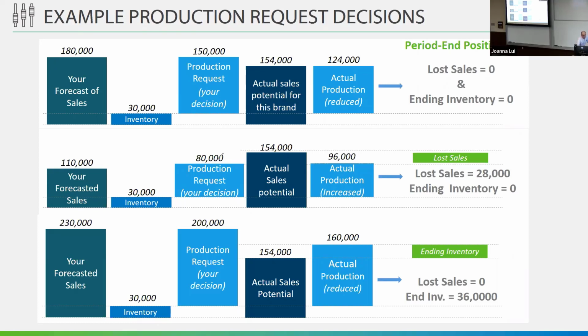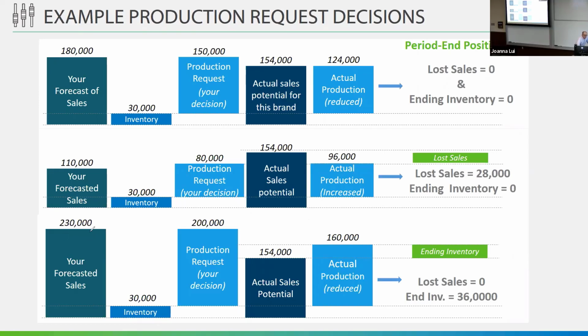However, since you only asked for 80,000 and they could do 20% more, that meant they could make 96,000, which they added to your 30,000 in inventory, which is still less than what would have been sold, 154,000. So you actually lost out on selling 28,000, and it would say your ending inventory is 0, and Markstrat will send you a nice note that says something like, boy, we tried really, really hard, but we stocked out.